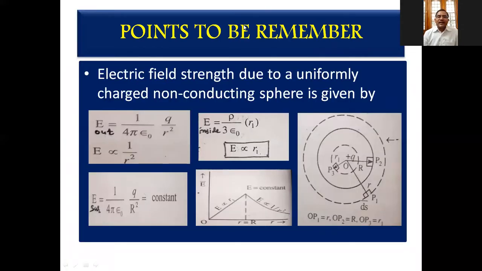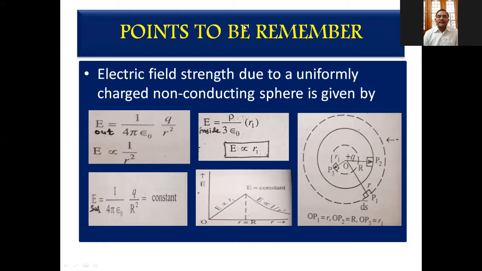After that, the electric field strength due to a uniformly charged non-conducting sphere. Here we calculated this by assuming Gaussian surfaces at an external point and an internal point. Here are the formulas: the field strength at an outside point is 1 by 4 pi epsilon naught q by small r square. On the surface, 1 by 4 pi epsilon naught q by capital R square. But the field inside the sphere is rho r1 by 3 epsilon naught.